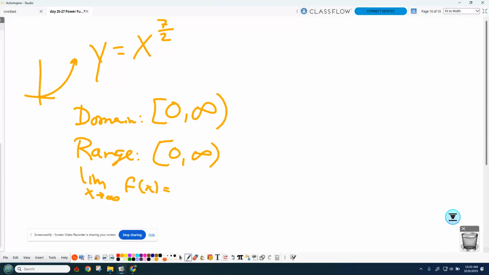Right end behavior, what is it? Lucia, what do you think? What's the right end behavior? As x goes to super duper positive infinity, so x is going that way, what's the y value doing? Positive infinity.